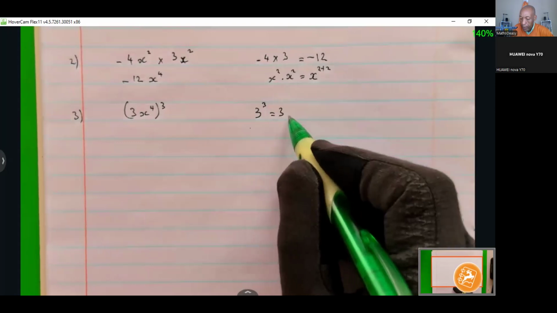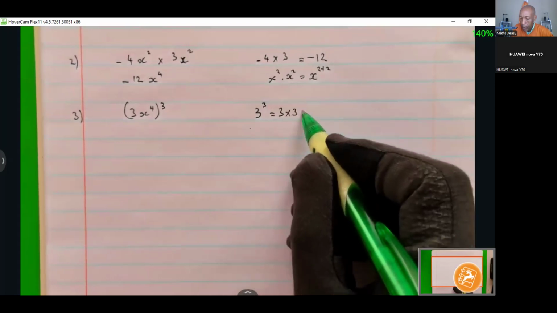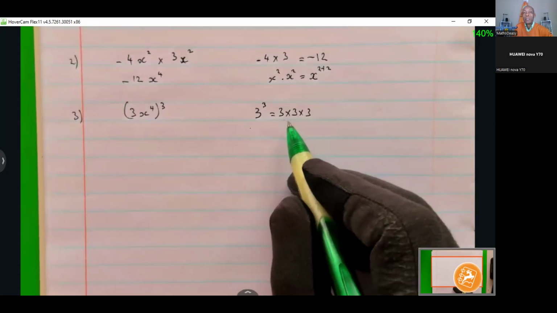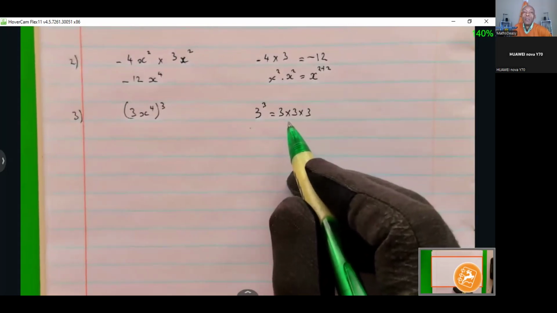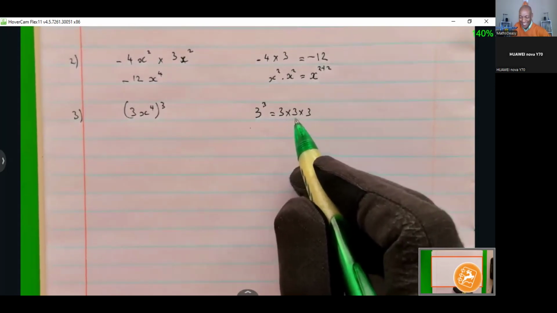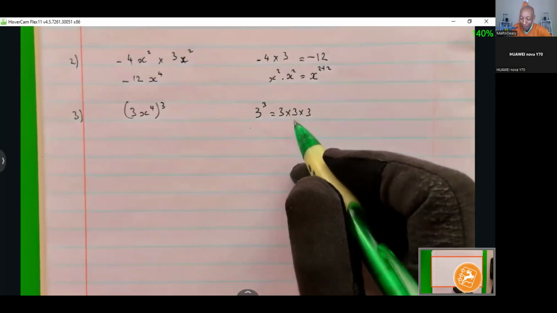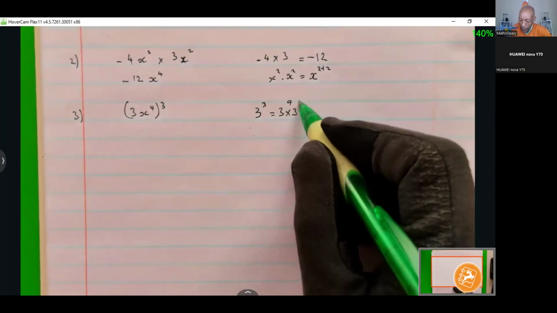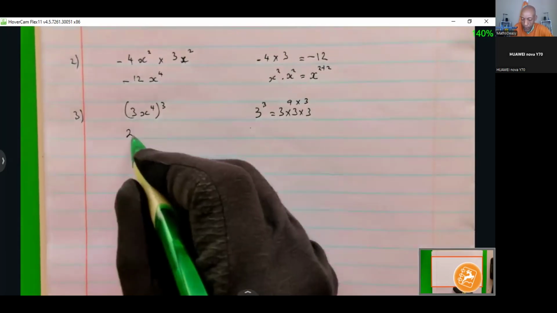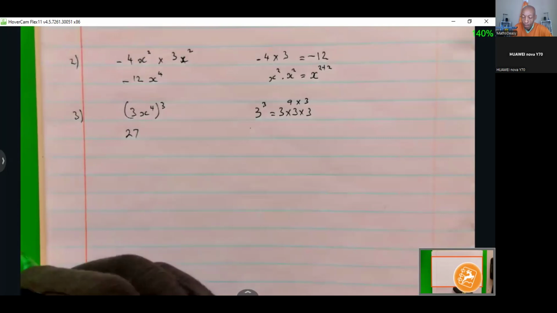Right. You can go to your calculator. Otherwise, you simply do this so that you don't waste time with your calculator. What is 3 times 3? It's 6. No, 9. Then 9 times 3? 27. Right. 27. Okay. Yes.